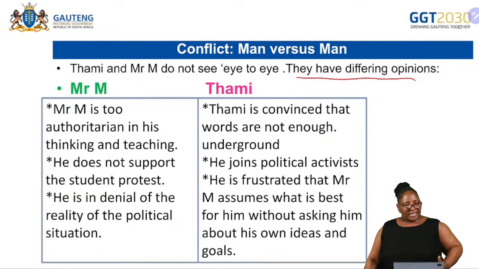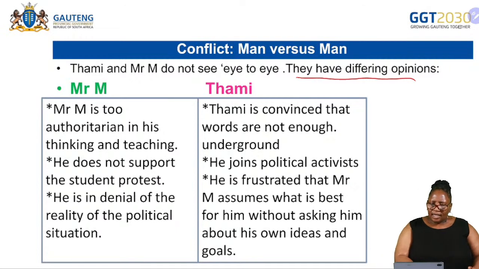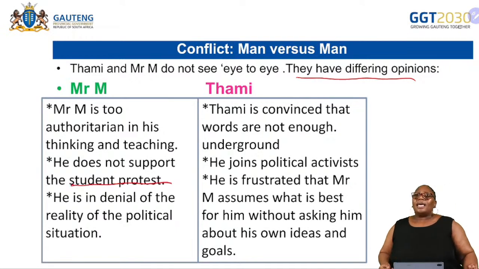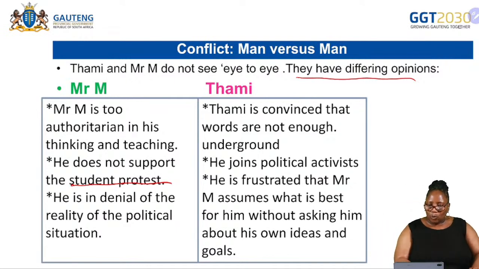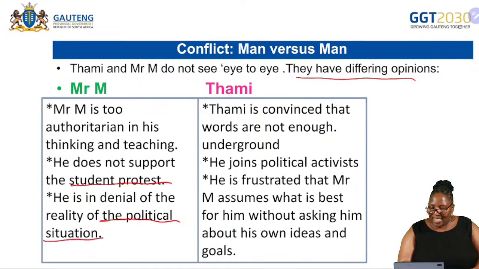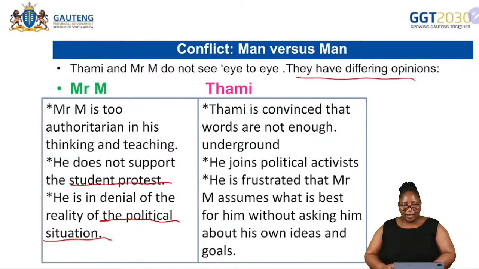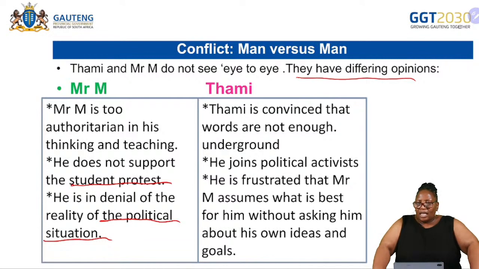He believes children must act this way. Nothing should prevent learners to come to school. And he did not support student protest. He is also in denial of the reality of the political situation that is happening in front of him in South Africa. On the other hand, Tammy is convinced that the words are not enough. So what he needs to do is to join political activists.